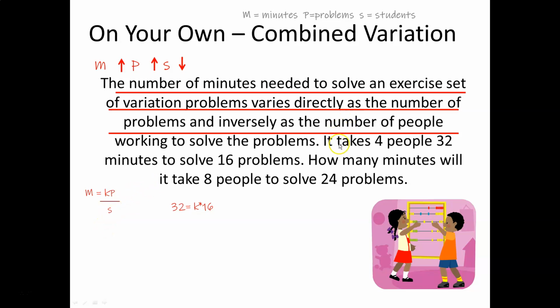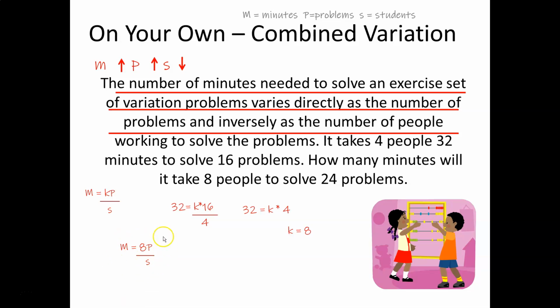Then step 2, it takes 4 people 32 minutes to solve 16 problems. We plug those in. In this case, rather than multiply both sides by 4, I realize, hey, wait a minute, 16 is just 4 times 4. So I just canceled those. So 32 equals K times 4. Now we're going to divide by 4. We get K equals 8. So here's step 3. M equals 8P over S.